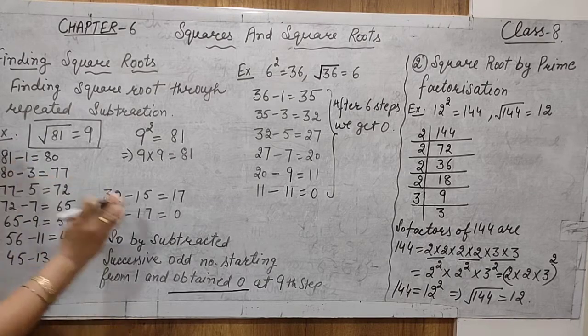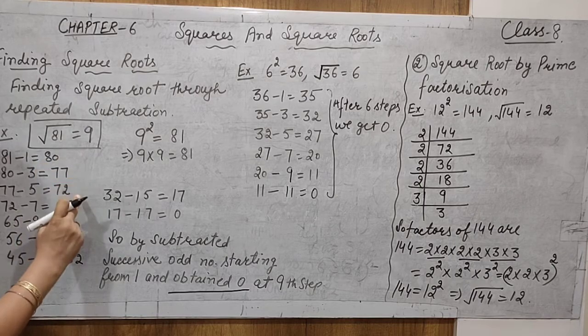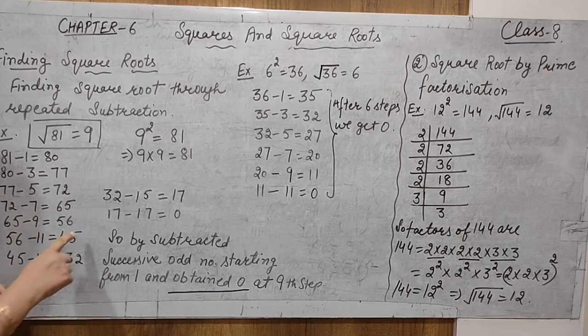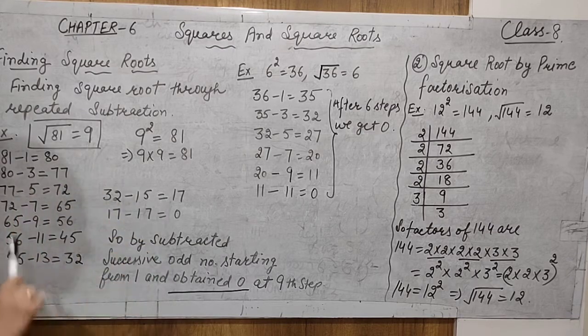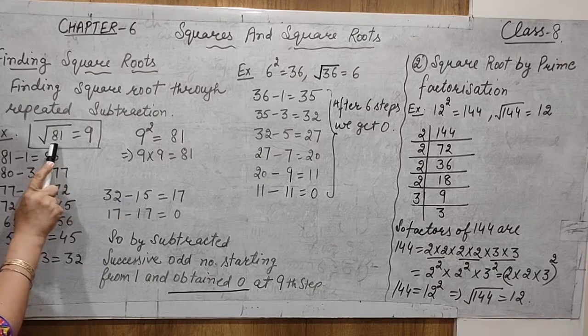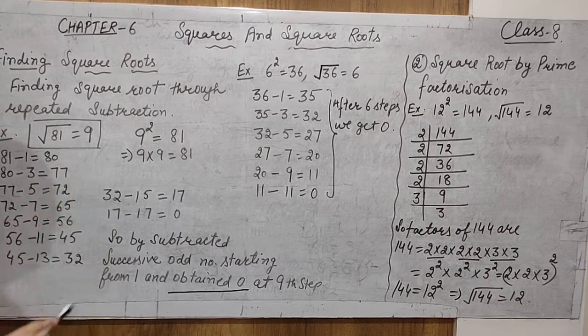Start from 81. The answer is 0. After how many steps? 1, 2, 3, 4, 5, 6, 7, 8 and 9. So we adopted a total of 9 steps. That's why the square root of 81 is 9. The total number of steps is the square root of the given number.